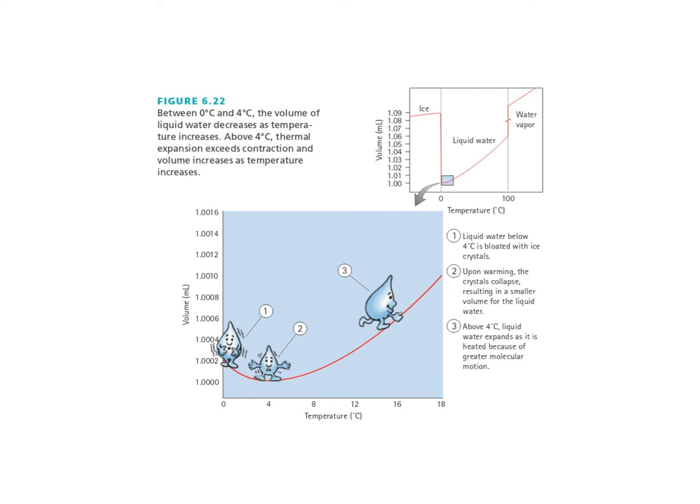So when you have ice at 0 degrees and you start to heat it up, it starts to melt. And basically, the liquid part of the water still has these crystals of ice in it taking up space. And so liquid water below 4 degrees Celsius is generally bloated with ice crystals. Upon warming, these crystals collapse, and that reduces the volume of the liquid water, and so the volume goes down. But after you get to about 4 degrees Celsius and you continue to increase the temperature, that normal expansion kicks in again. And so that's why we see this weird behavior with water.